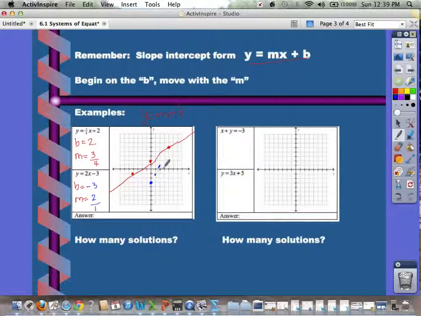It didn't darken very well. Whoops. That doesn't look like a dot. It looks like a smudge. Up 2 and over 1. Up 2 and over 1. So you really have to keep doing this until your lines cross, if they're going to cross. Draw your line.